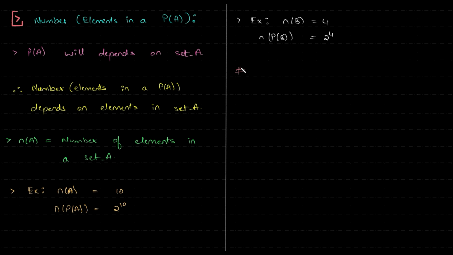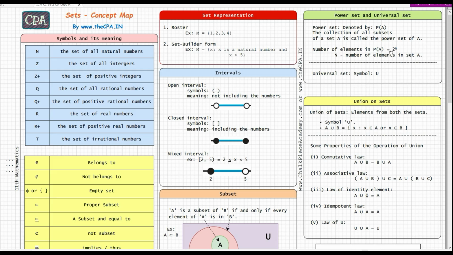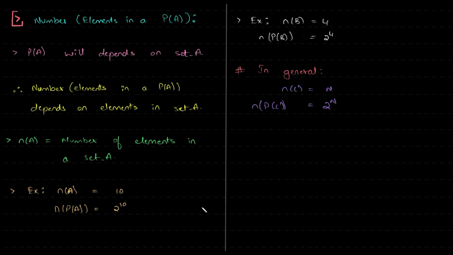So basically, in general, so what is it that we are looking at? In general, if I happen to see a set C with n number of elements in it, the power set of C, the number of elements in that would be what? Yes, 2 to the power of n. Okay, so I have mentioned this in your concept map as well. See to it that you make use of this.